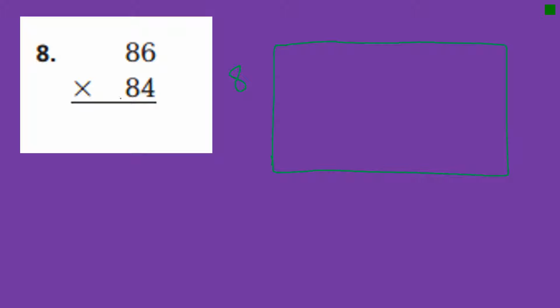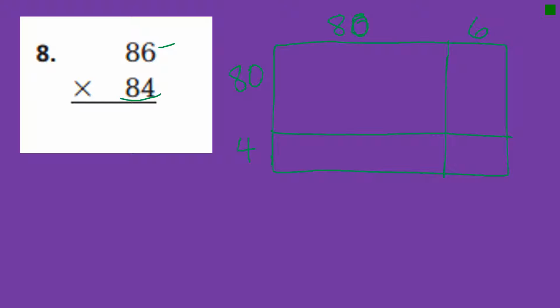We're breaking apart 84 into 80 and 4, right? So we still have 84 rows. We just broke them apart into 80 and 4. Now 86 in each row, breaking apart 86 into 80 and 6. We still have 86 in each row, but we broke it apart into 80 and 6. There we go. Okay, so let's find out what our partial products are this time.